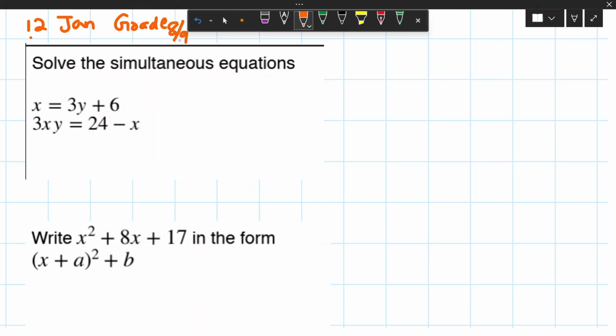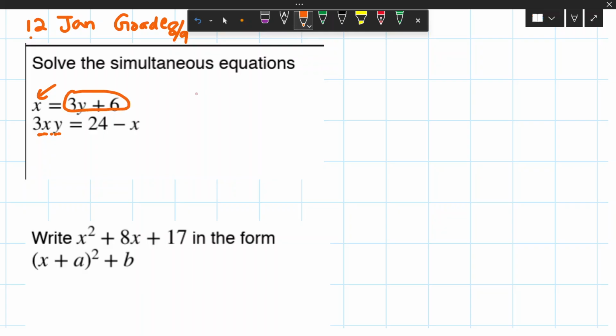Grade 8, grade 9. First question is a simultaneous equations question, and it's a bit different because we notice that you've got an xy term. The x and the y's are not separated. So what's nice about this question is you've got the x as a subject for you, so they've done that nice bit for us. So what we're going to do is take that x and plug it into equation number 2.